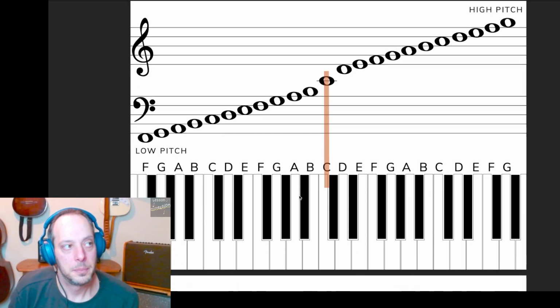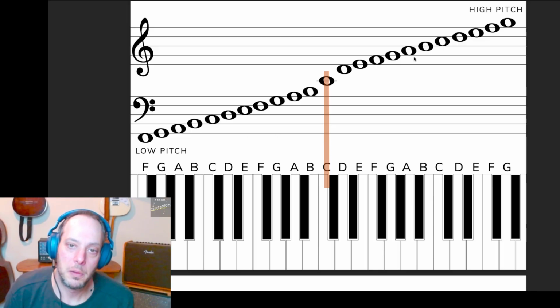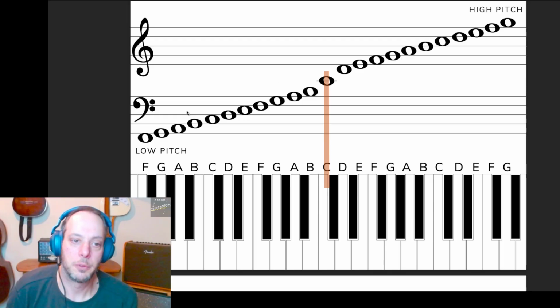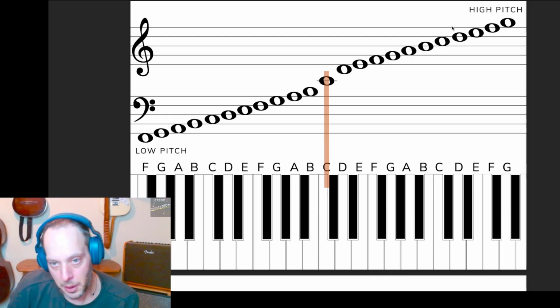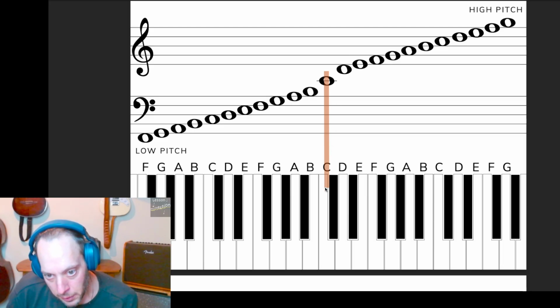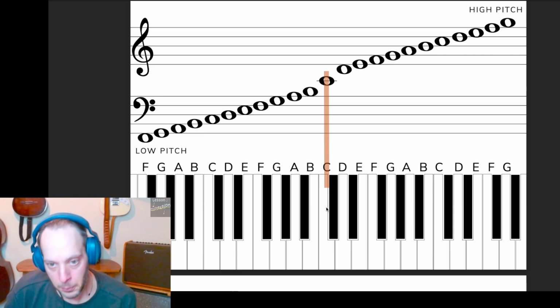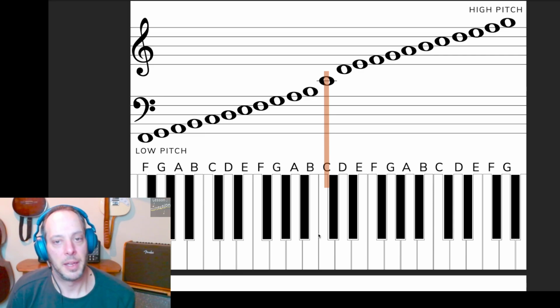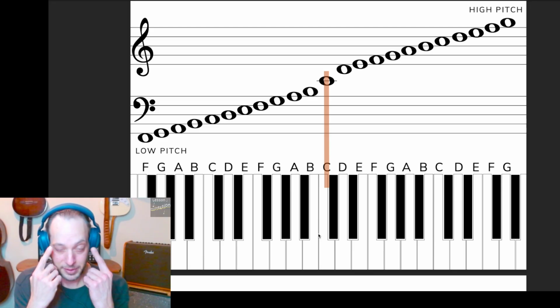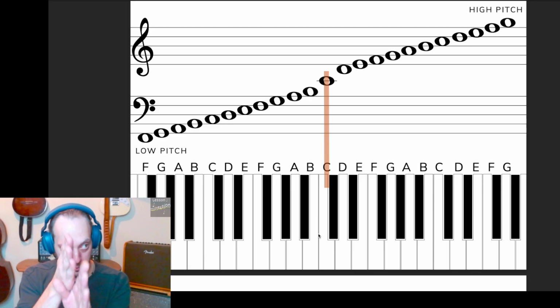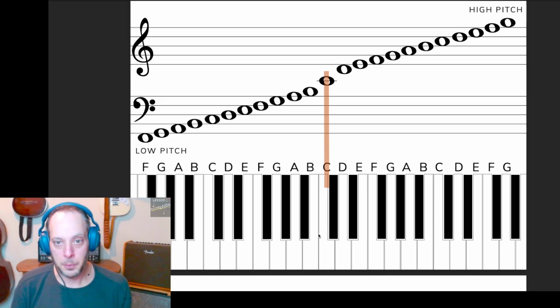And here, we can see it on both staffs with all the notes going across from low pitch all the way up to the high pitch. And here, our middle C, right in the middle of our piano. And that's how it's all set up. That's the concept. Now you can see the middle C, and it's right in the middle of your piano.